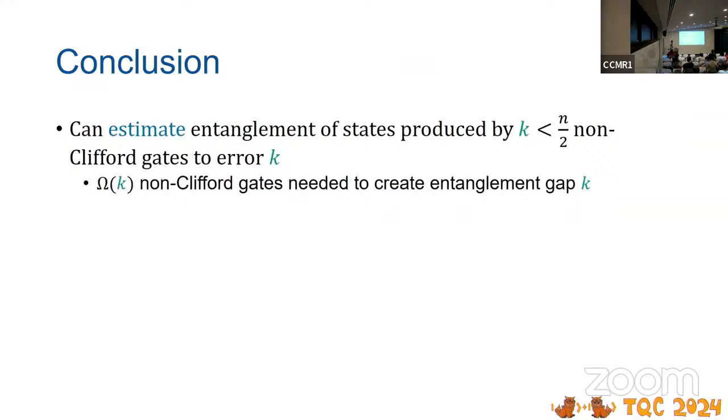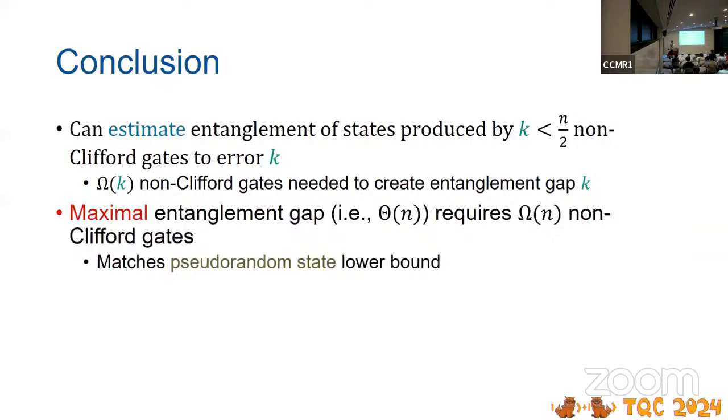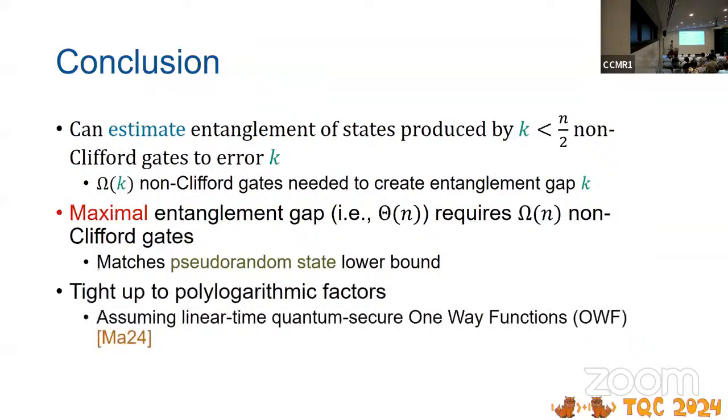So what are the conclusions? We can estimate the entanglement of states produced by not too many non-Clifford gates, like a linear number, basically. And the corollary of this is that around omega k non-Clifford gates are needed to create an entanglement gap of k. If you recall, we were originally trying to figure out how many non-Clifford gates we need to create pseudo entanglement, and the largest amount of pseudo entanglement you can create is linear. So when the maximal entanglement gap is linear, this matches the pseudorandom state lower bound, which is the goal. And also, this is tight up to polylogarithmic factors.